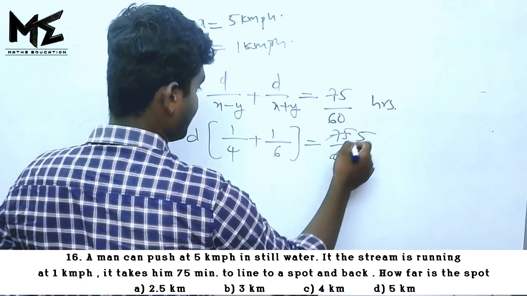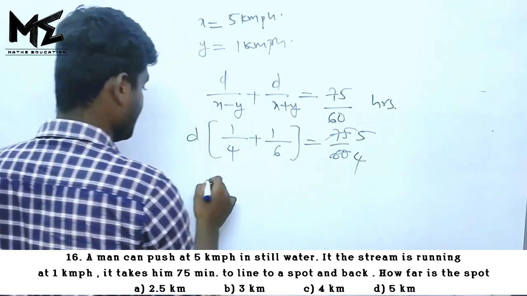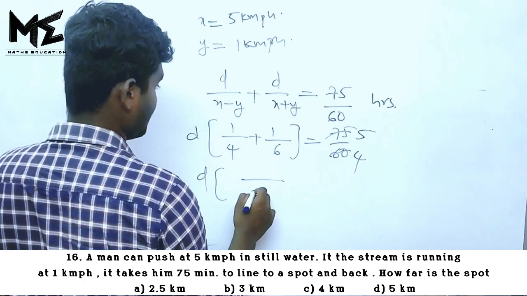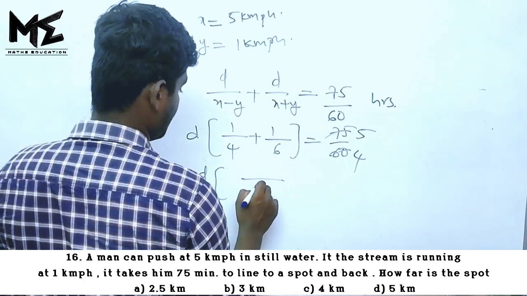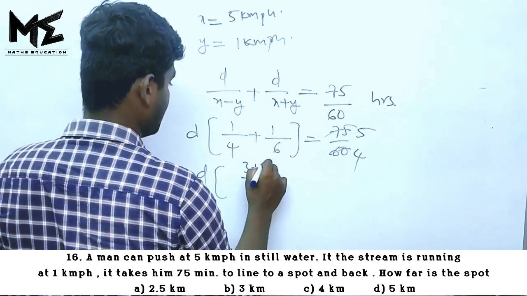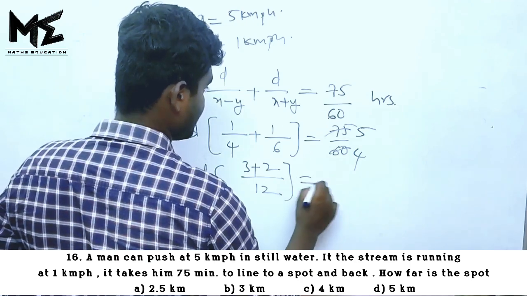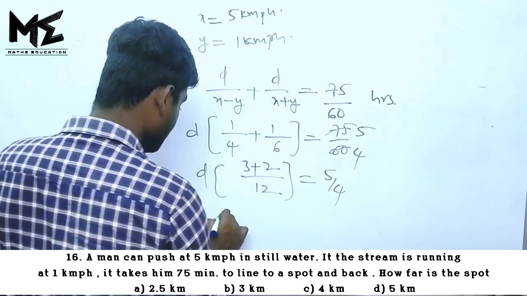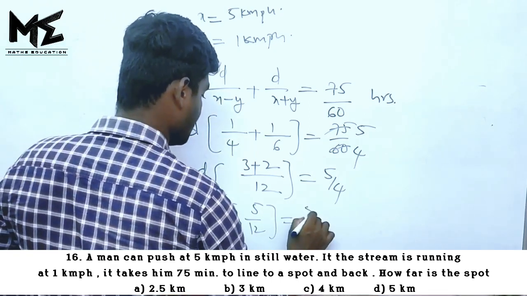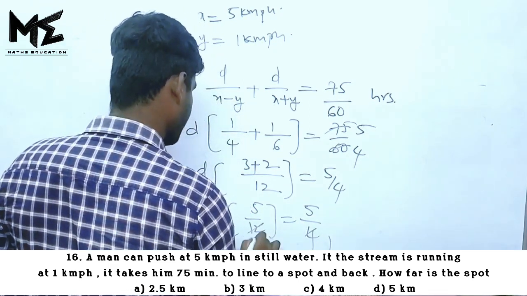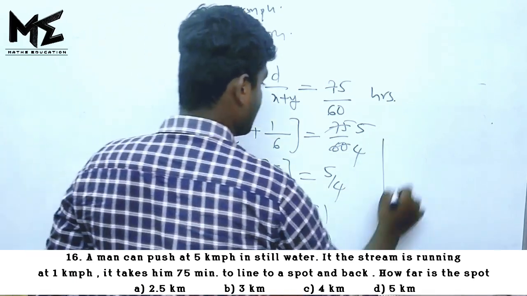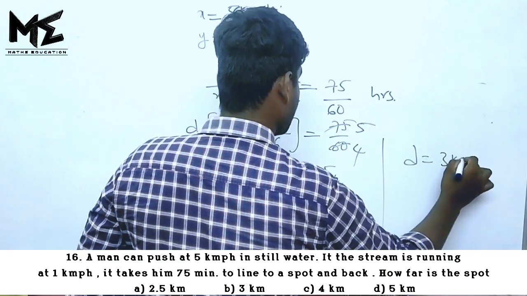This is 5 fifteens are 75, 5 twelves are 60, so 5 by 4. Distance, your LCM is 12. Here 3 plus 2, which is equal to 5 by 4. Distance times 5 by 12 is equal to 5 by 4. So here 1 by 3 we have. So distance is equal to 3 kilometers.